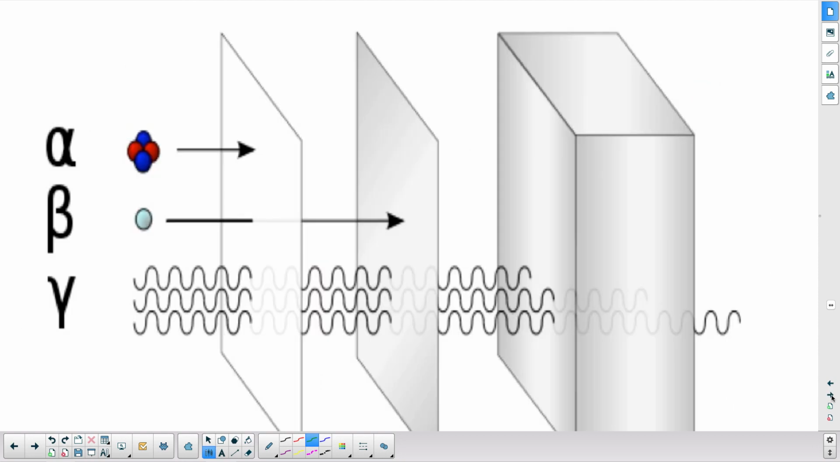Here is this slide on penetrating ability. Alpha can't get through anything. Beta can get pretty far into stuff. Gamma can get totally through things. Gamma radiation is like your cell phone signal. It can eventually be stopped by enough concrete and lead. When you're in the basement here, you can't get a good signal. But most of the time, gamma radiation can get through things.